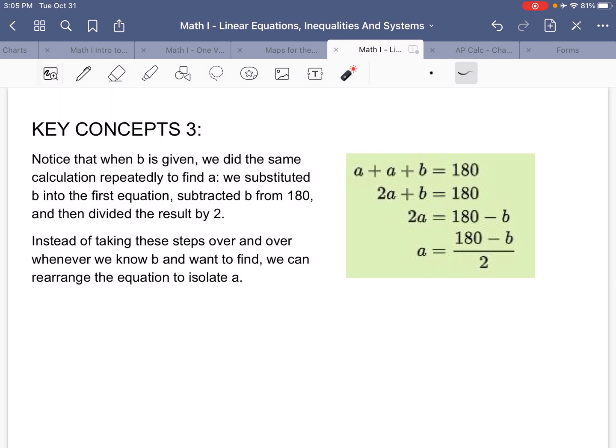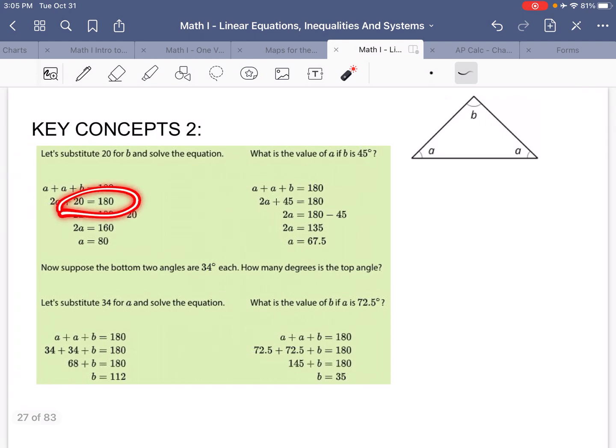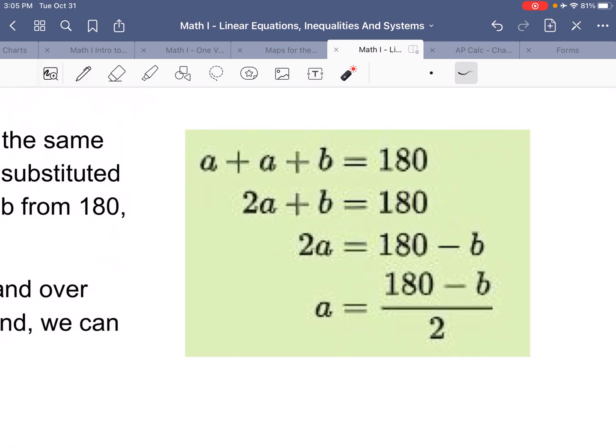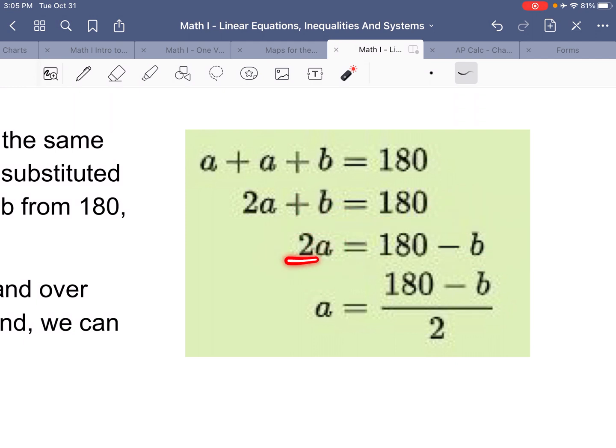What we could do is take the same steps that we were doing over here. Over here we took away 20 from both sides, and then we divided both sides by 2. Just like that, once we simplify and we get 2A plus B, we can take B away from both sides. That cancels out that B, and we get 2A equals 180 minus B. Then, to figure out what A is, I can divide both sides by 2, and I get A equals (180 minus B) over 2.